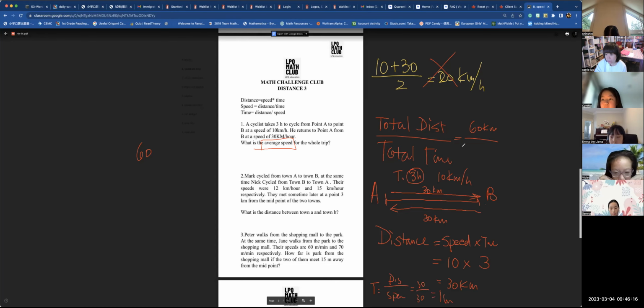So what is the total time, Serena? 4 hours. Very good. So 1 plus 3 equals 4. So the answer is 60 divided by 4 equals 15. Understood? There are a lot of students having a problem with this one, so that is very important.